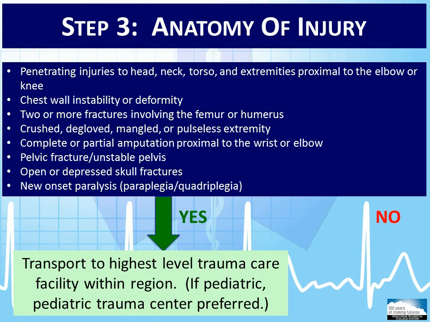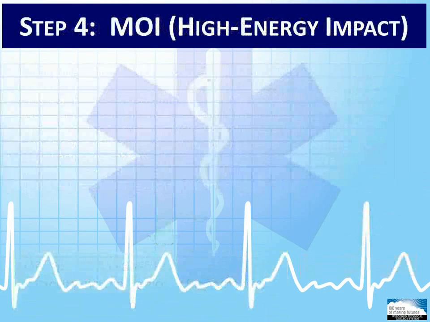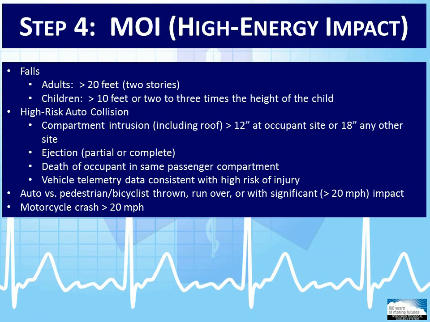If the patient does not present with any of these injuries, then the EMT should evaluate the mechanism of injury with an emphasis on recognizing evidence of a high energy impact. In assessing the mechanism of injury, the following are considered to provide evidence of a high energy impact. Falls of greater than 20 feet for adults, or for children, greater than 10 feet, or 2 to 3 times the height of the child.